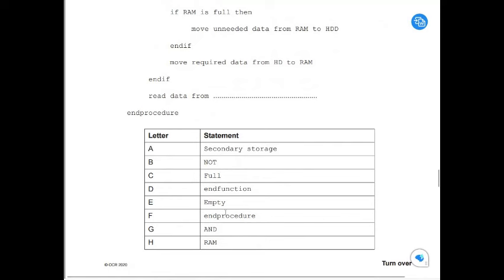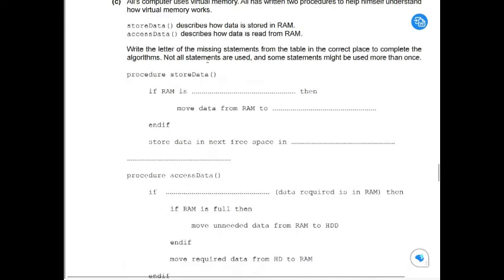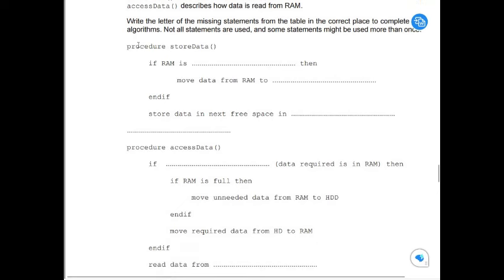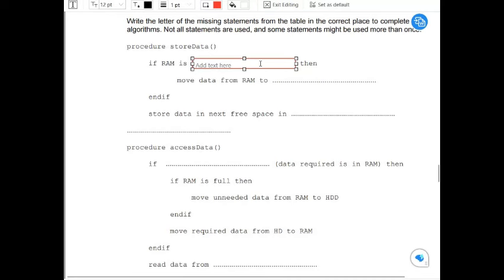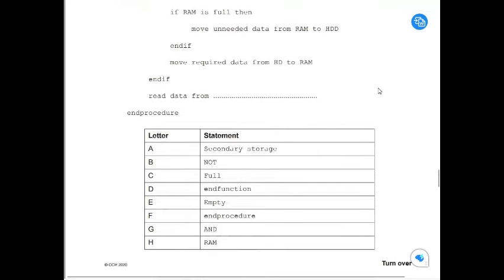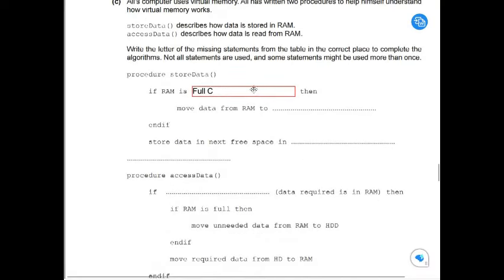And this is the table where we need to use all of these. Okay, so we're writing the letter, to complete the algorithms. Not all statements are used, but you have to use the statements that they give you. So, for example, if RAM is full, or you could say C. So you could use the letter C, or you could say the word full. I'm going to use a statement because it makes a lot more sense than just saying if RAM is C, then move data from RAM to A.